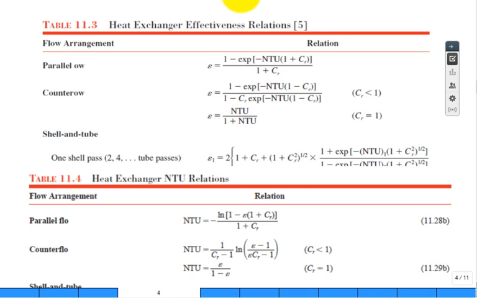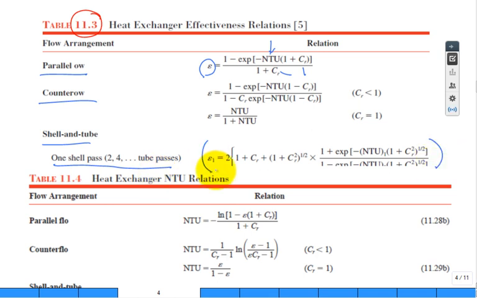Well, last time we showed a lot of the work that other people have done and tabulated these relationships. So in this table, in the textbook, here's an equation where on the left-hand side is effectiveness. If you're given the NTU and C sub R, you can calculate the effectiveness for a parallel flow concentric tube configuration. Here's a counterflow concentric tube configuration. Here's a shell and tube with one shell pass and 2 or 4 tube passes, and you can see that the equations get a little complex. But somebody did a lot of work and tabulated these for us.